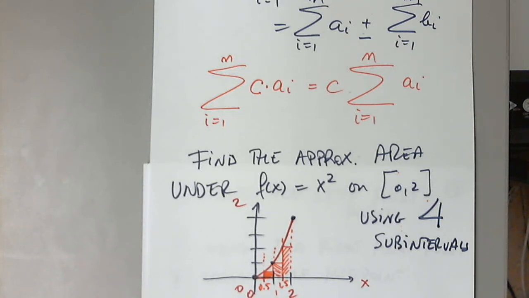4 rectangles. Base times height plus base times height plus base times height plus base times height, because I'm using the leftmost point. The height is given by the leftmost point of each subinterval. Do you think that this area, which we're going to calculate in a minute, would be an overestimate or an underestimate of the actual area? Right, because there are these holes that are not filled out.